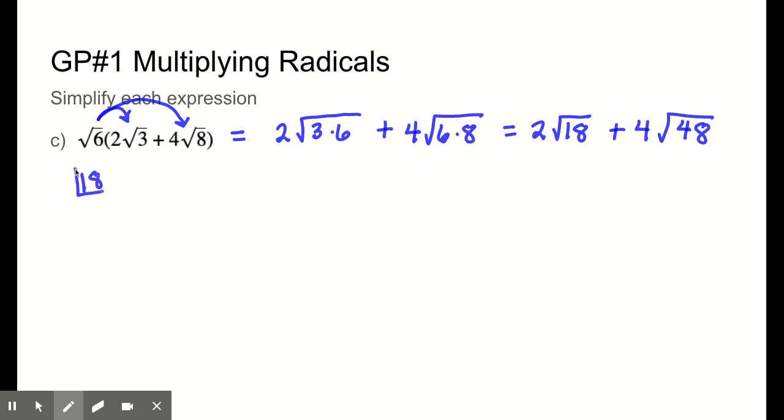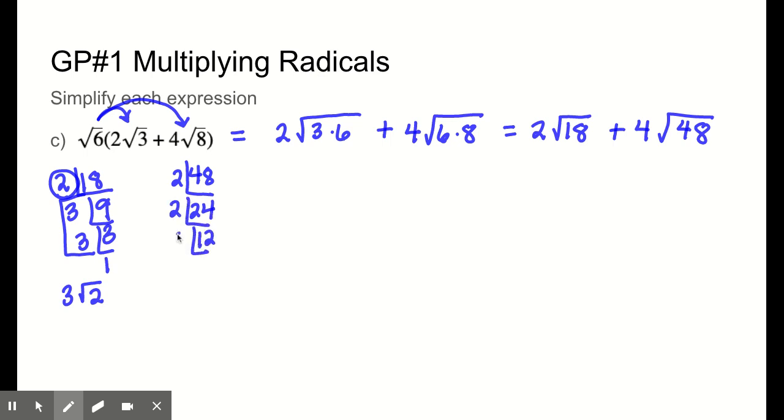So we're going to simplify the square root of 18. That's going to give us 2 and 9, 3 and 3, and 3 and 1. So we have a pair of 3's and a leftover 2. And we also have the square root of 48. So that's 2 and 24, 2 and 12, 2 and 6, 2 and 3, and 3 and 1. Two pairs of 2's, and a leftover 3. So 2 pairs of 2's both go outside, and our leftovers go inside, giving us 4 radical 3.